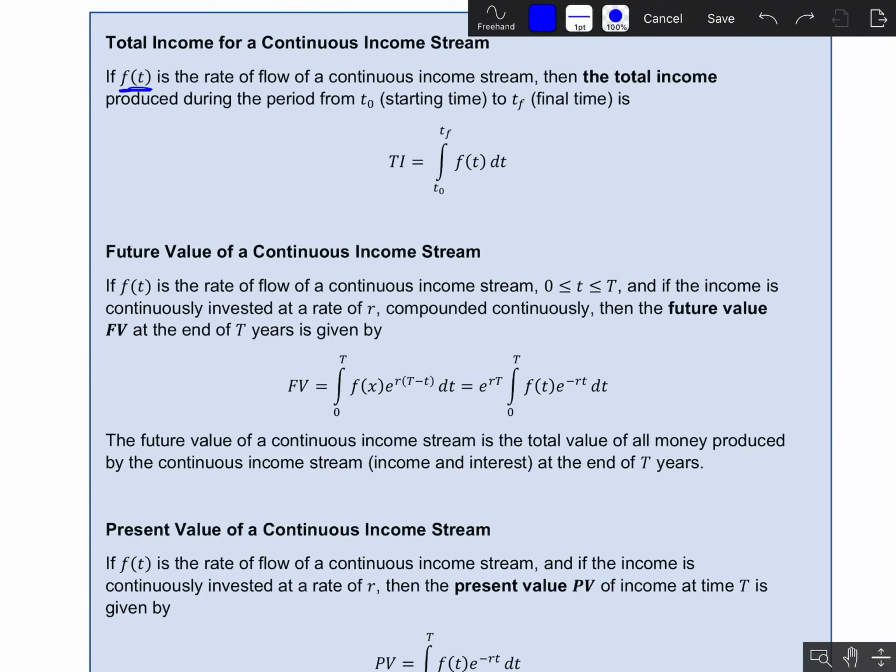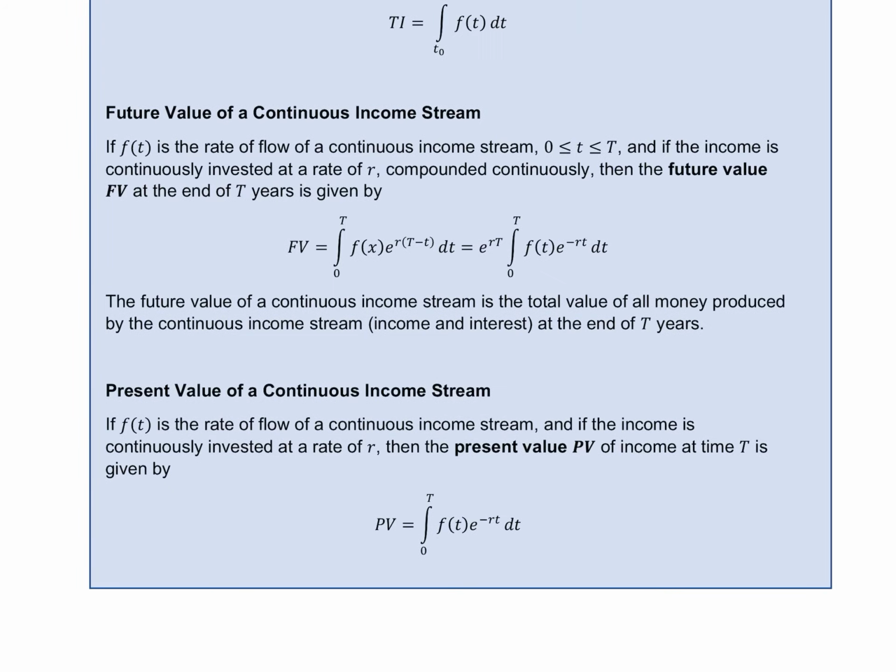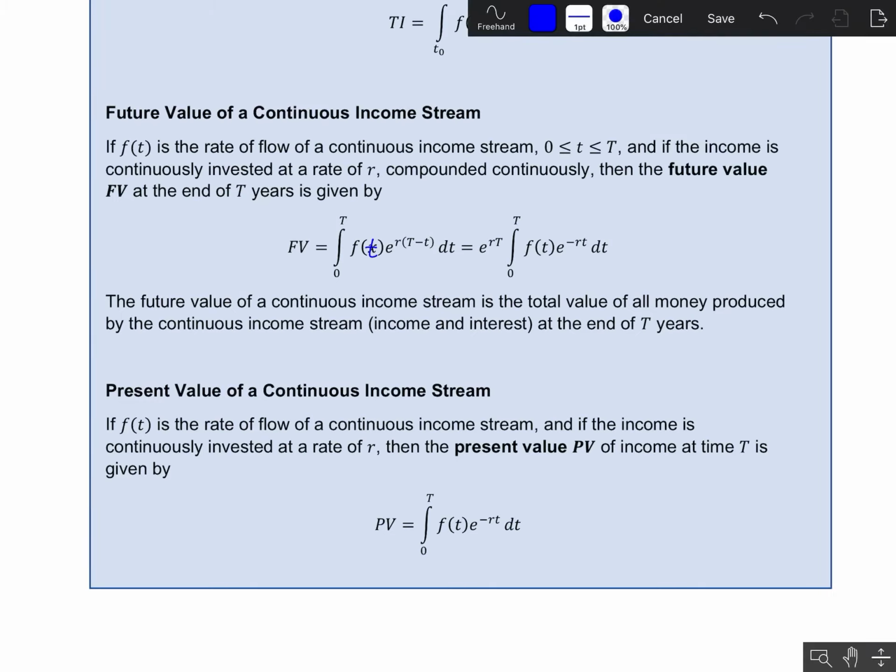And then similarly for things like the future value or the present value, we're just going to be integrating that f of x, which is the rate of flow, against some exponential term. So this is actually a typo. This should be f of t. So we want to be integrating this f of t against some exponential. That exponential term depends on whether you want to be computing the future value or the present value.